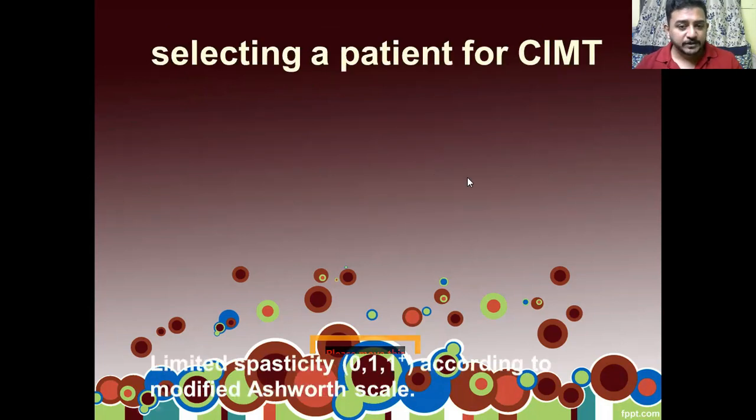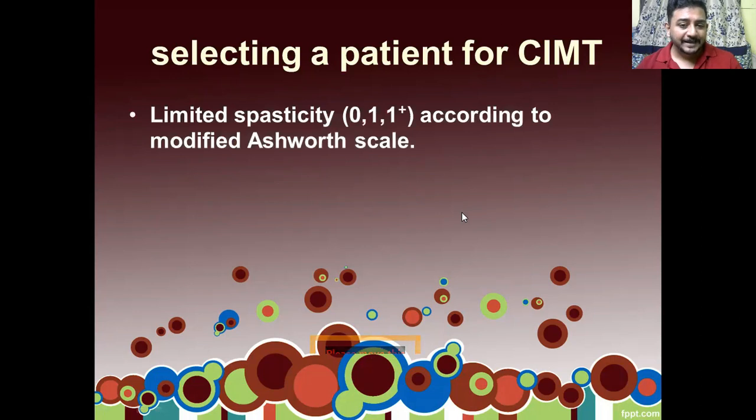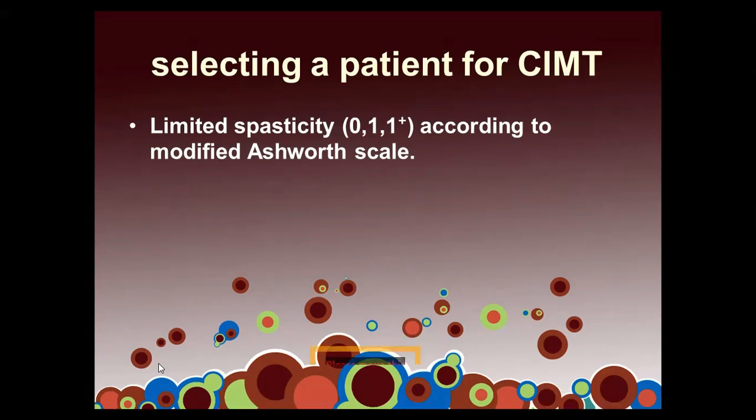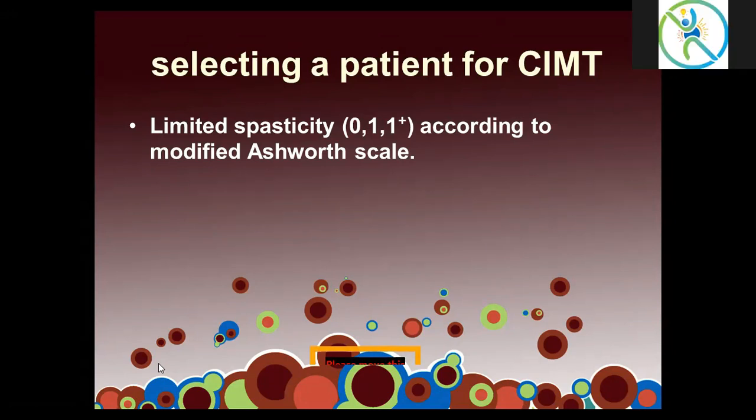Okay, selecting a patient is continued. Limited spasticity should be there according to the modified Ashworth scale. I did not tell you about spasticity as a major criterion in the initial phases of constraint induced movement therapy, because as such constraint induced movement therapy does not take spasticity into consideration.